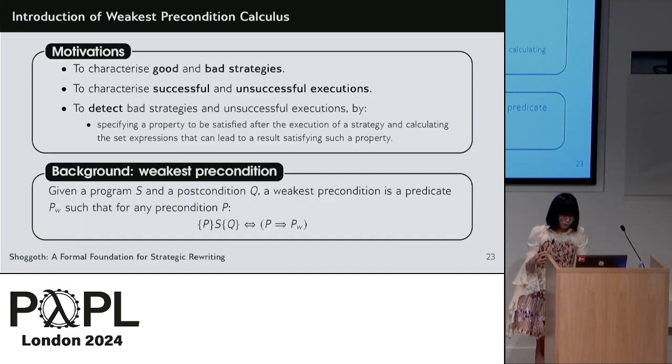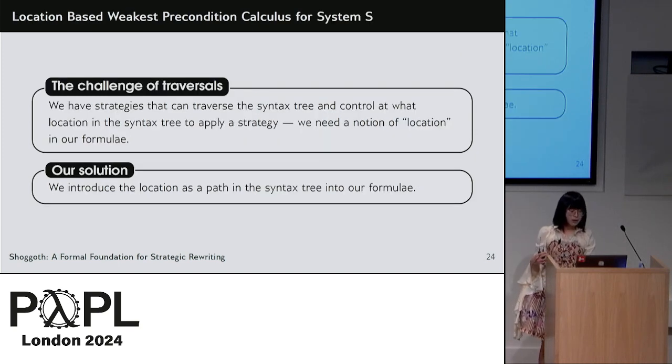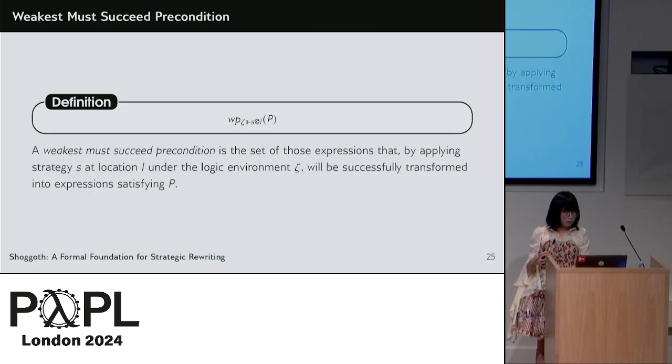And to reason about execution of strategies, and also to characterize good and bad strategies, we introduce the weakest precondition calculus. And this is a simple definition of the weakest precondition calculus, which is standard. And in our case, the challenge is traversal, because we do have the traversal operators to traverse the syntax tree. Therefore, we need a notion of location in our calculus.